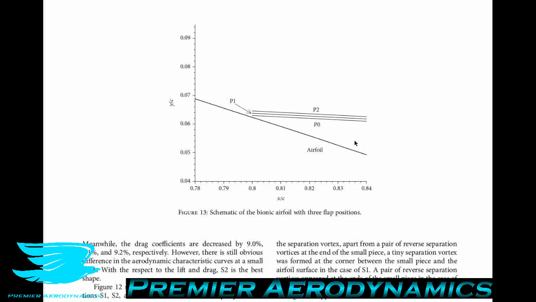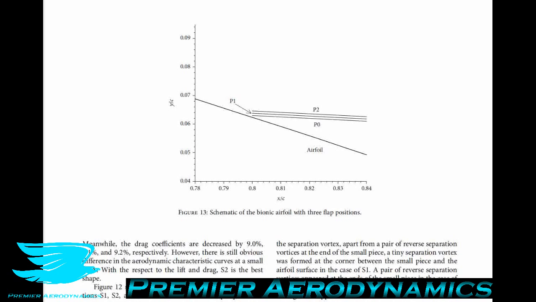So there is a gap between the airfoil suction surface and this horizontal flap where the flow can flow through in between. And then there's one in the middle called P1, which still has a gap between the suction surface and this horizontal flap, but it's not as great a gap as P2, which is the most extreme. So they wanted to see what would happen if you have this gap for the flow to be able to bleed through.